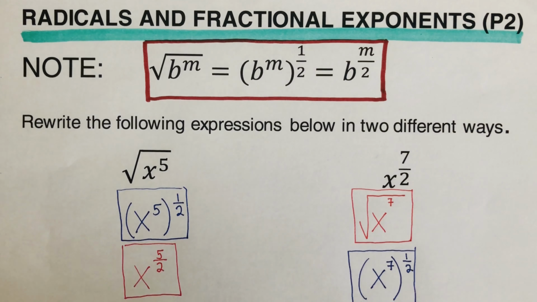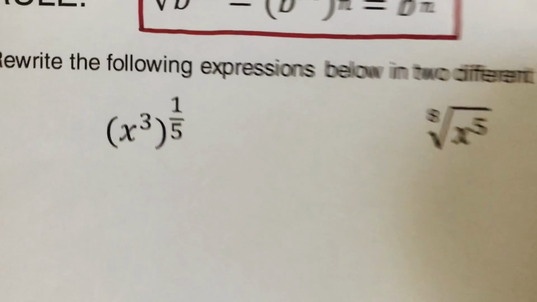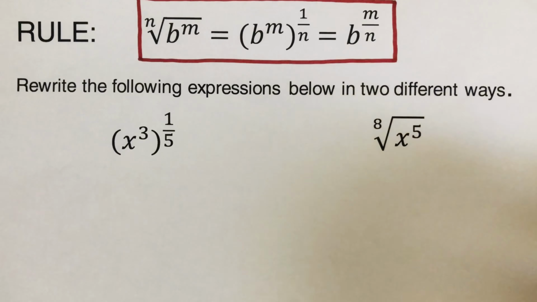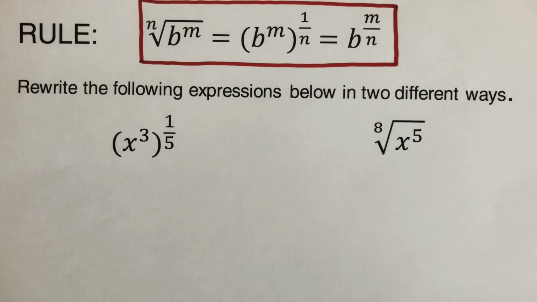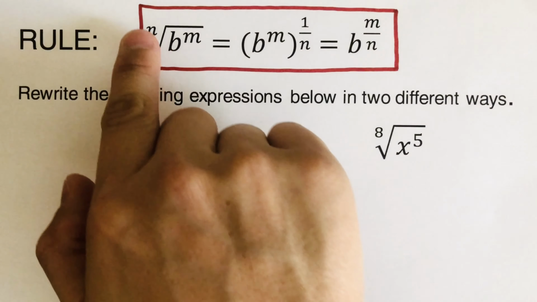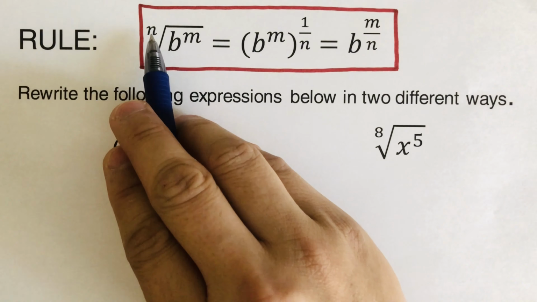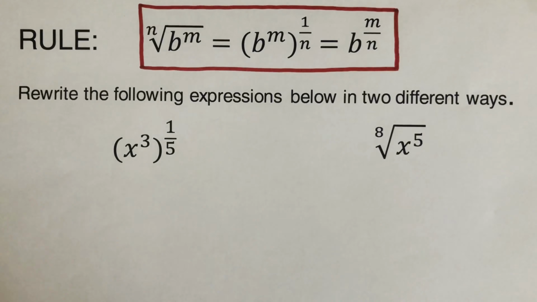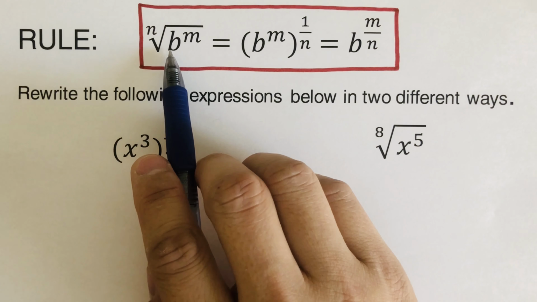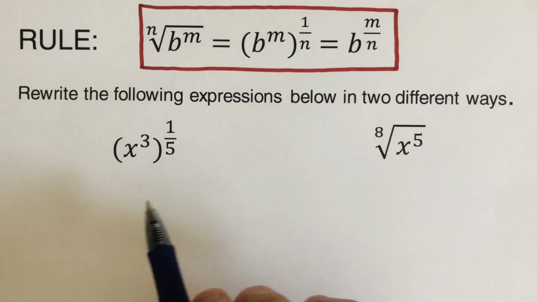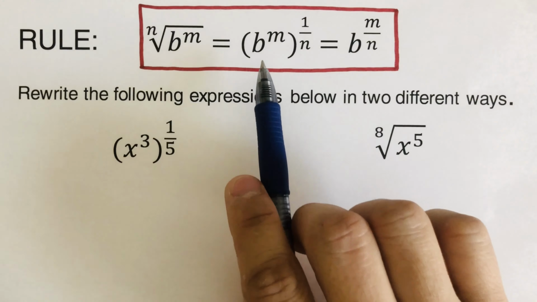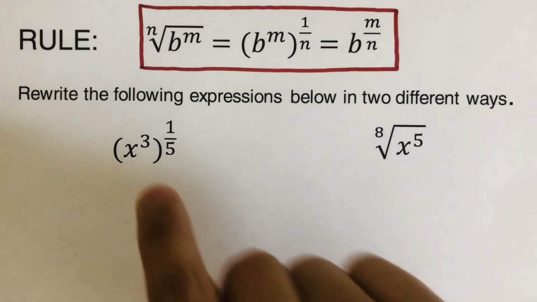Now let's have the general rule here. The general rule means it doesn't matter if it's a square root, a cube root, fourth root, or fifth root. The n here, or the index, represents the root. So that's the nth root of b to the power m. It's pretty much the same thing. We set it up, and we're supposed to come up with two other expressions that would be equivalent to this.